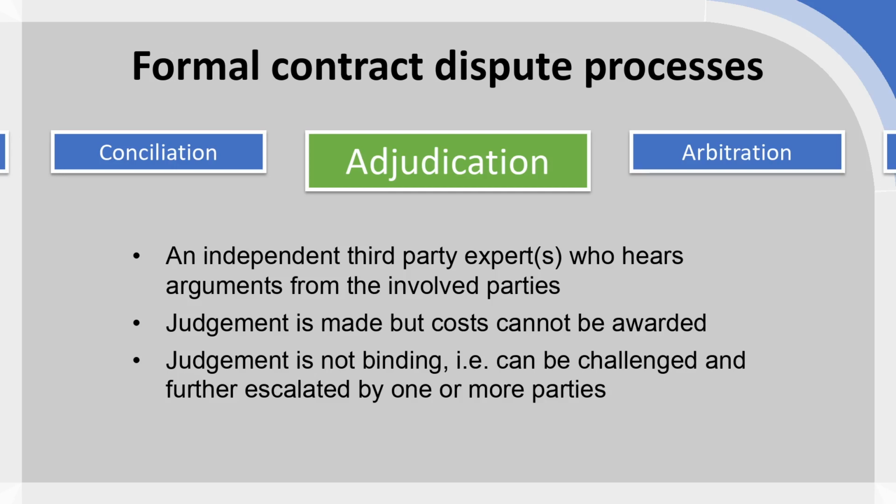Now, arbitration and litigation obviously can be challenged as well, but there are far more limits on how you would appeal, on what grounds you could appeal an arbitrator's decision or the decision of a judge. With an adjudicator, because the judgment is not binding, explicitly not binding, it is easier to appeal. It is easier to take the dispute forward and continue to escalate if that's seen as necessary and appropriate.